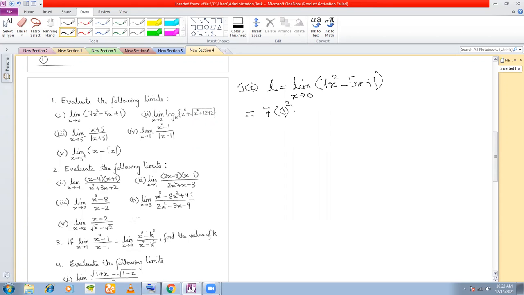Instead of x, you put 0. Are we getting a finite value? Are we getting a determinate value? Yes, we are getting a determinate value. And what is the determinate value? It is equal to 1. So the value of this limit is 1. So as simple as this. Okay. Let us see the next one.